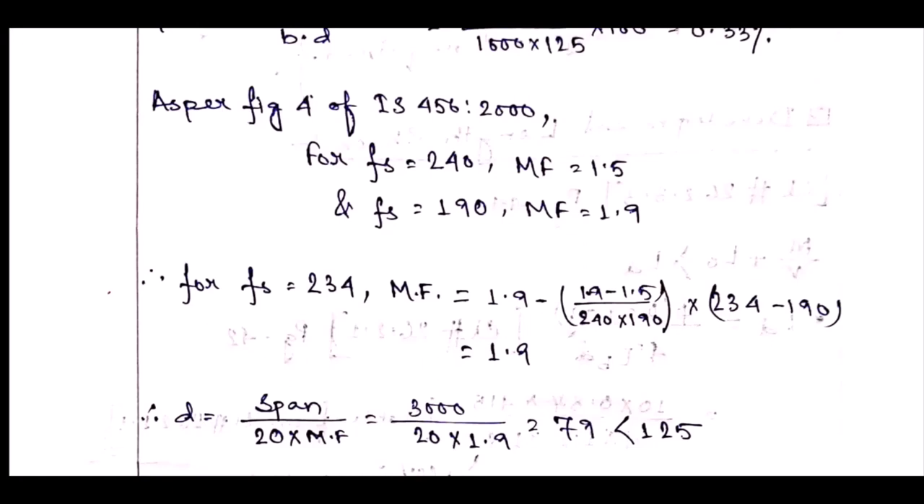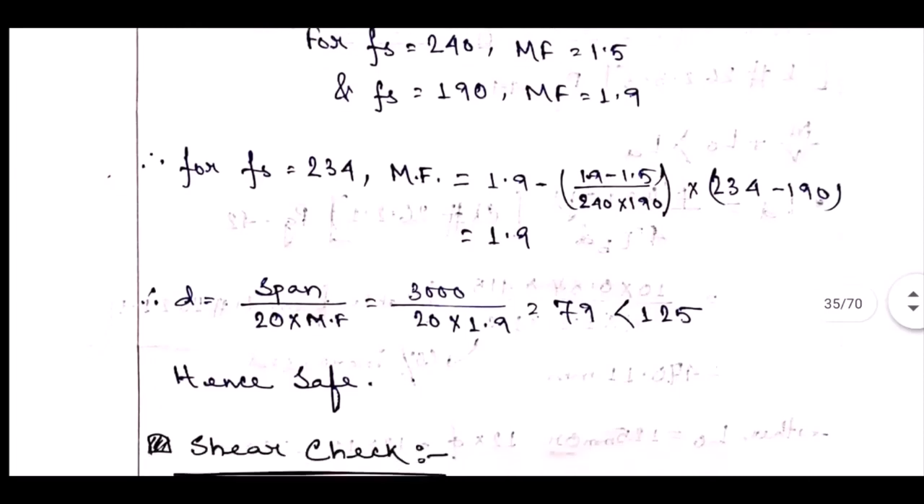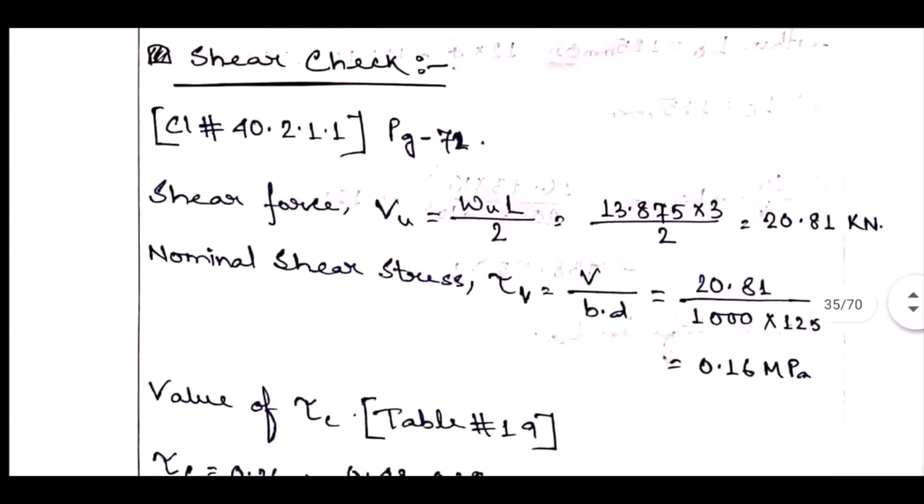79 for deflection, to resist deflection, but the value which we have already considered is greater than that, that is 125 mm. So this is safe in deflection. Now check for shear.